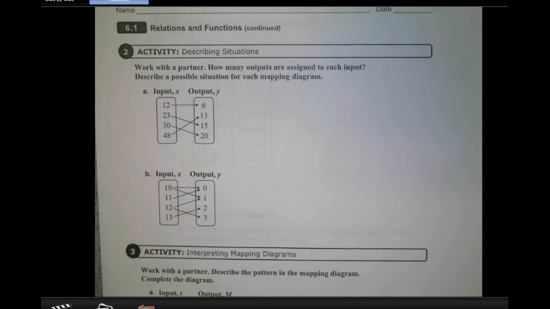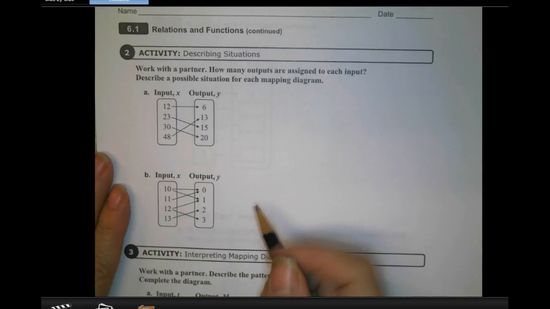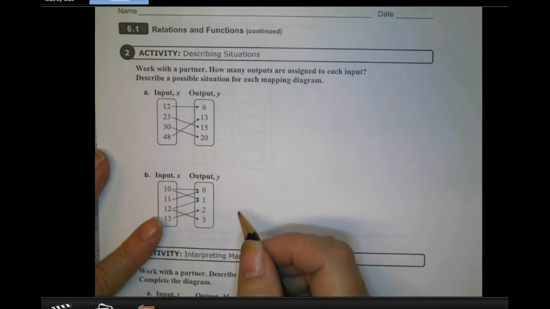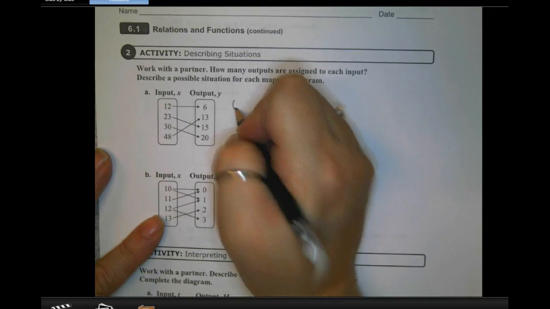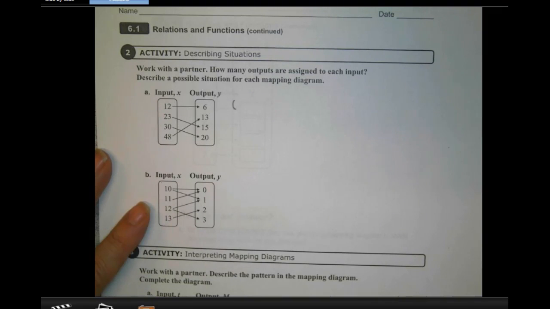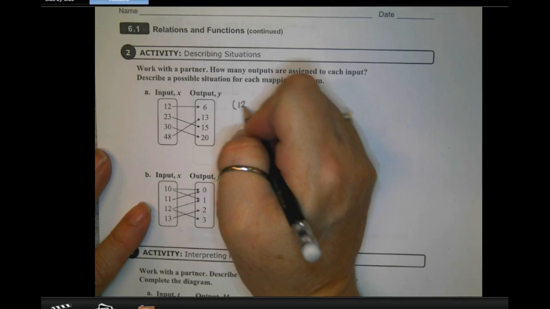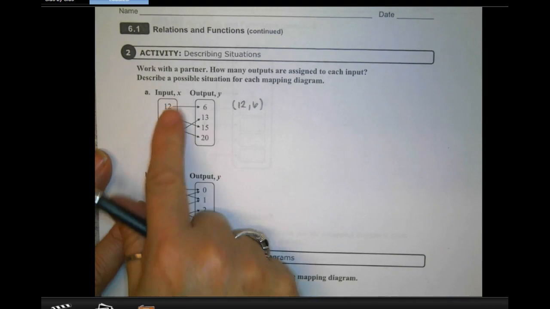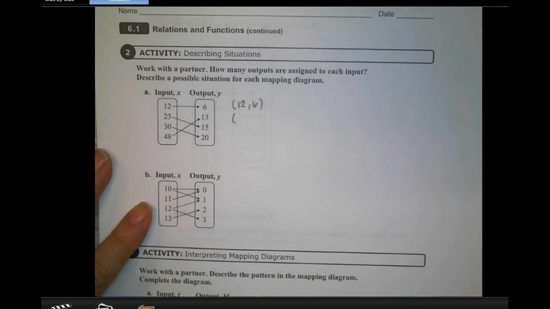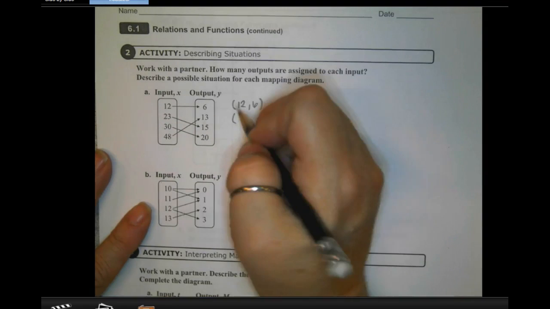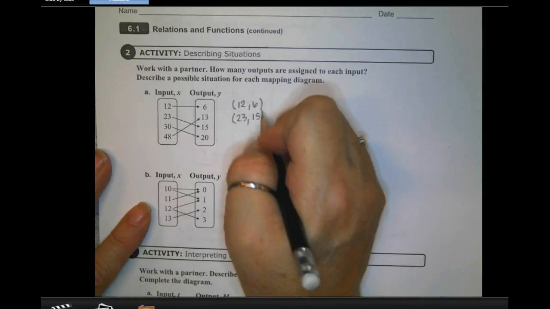All right, Karina. So what are my ordered pairs for A? What would my first ordered pair be? So it would be 12, comma 6. That's an ordered pair, right? X always before Y. Okay. My second ordered pair, Nathan, what would that be? 43, comma 15. Perfect, because look at where that arrow goes to.